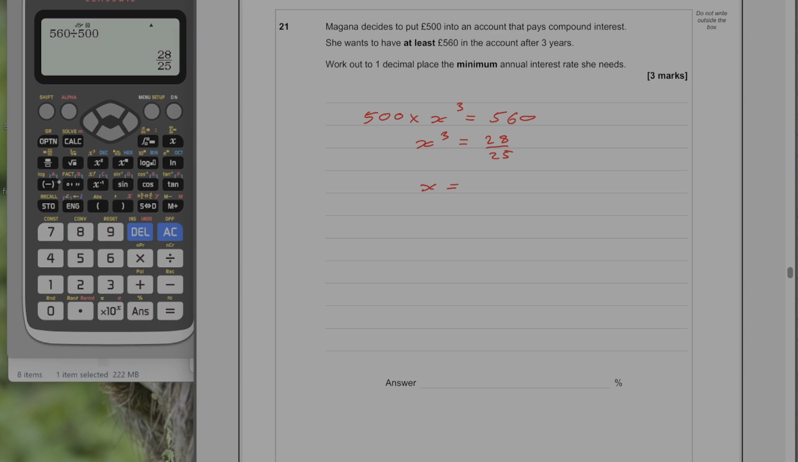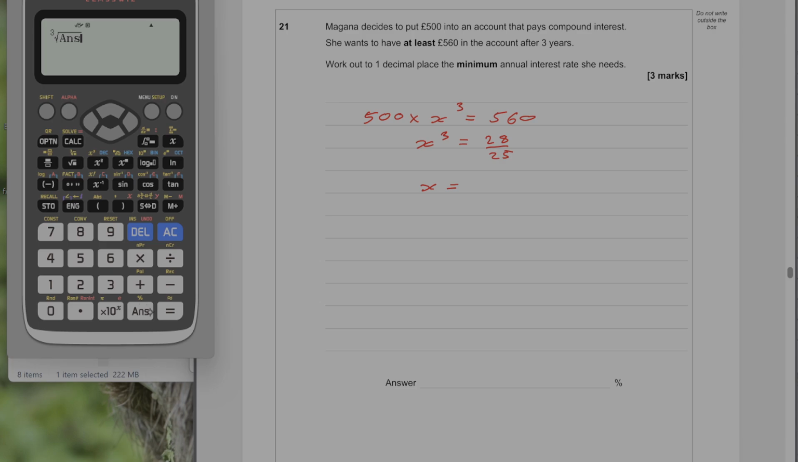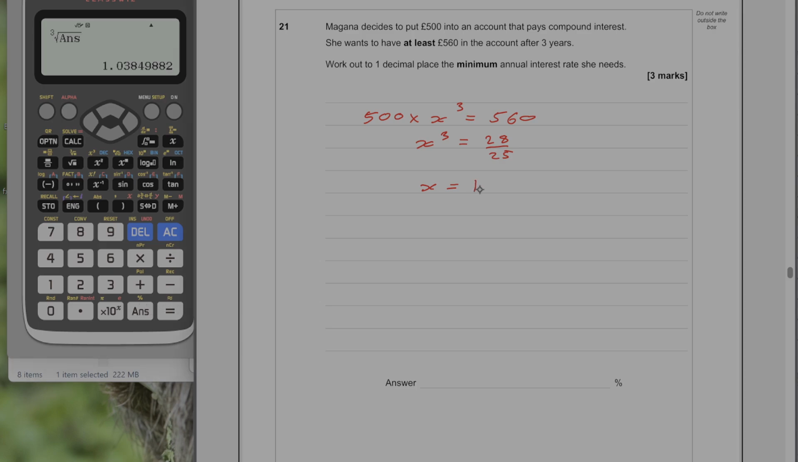So the cube root gives 1.0. I should have put some inequality symbols in. I'm going to put them in now. So we want her money to be greater than or equal to 560, at least. It's one decimal place, so that's going to be 3.84, so we need at least 3.9%.